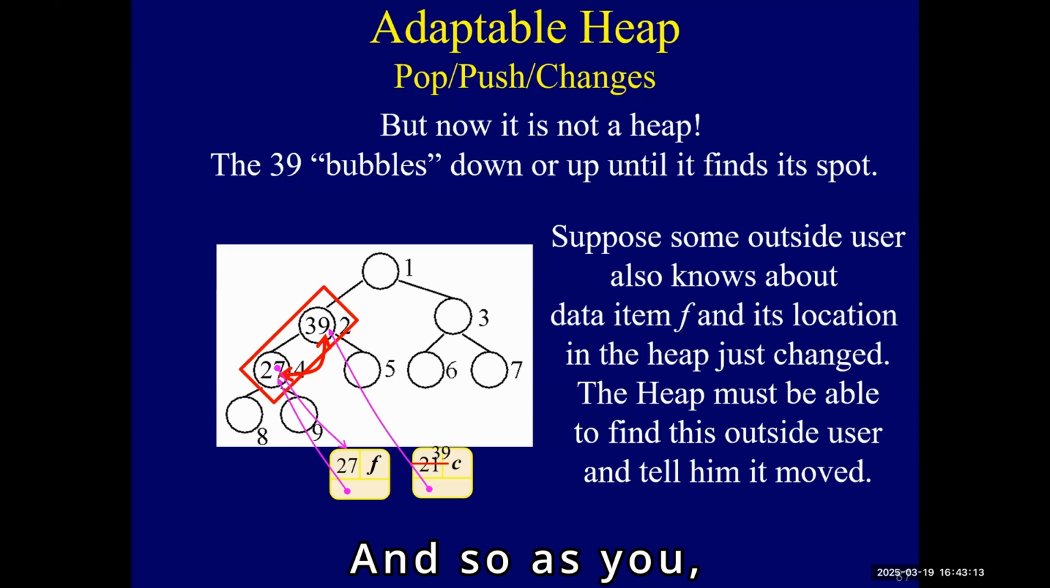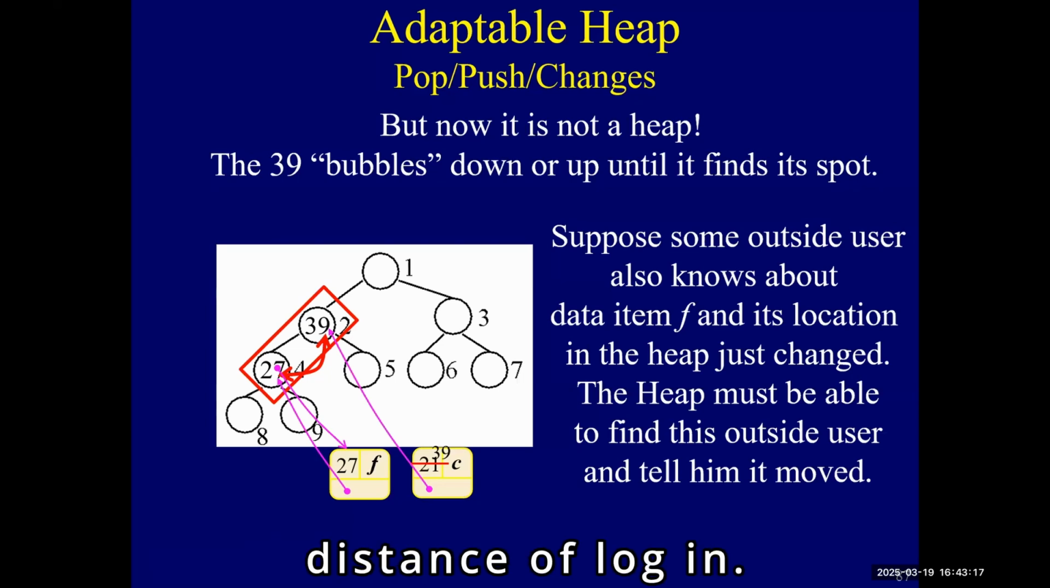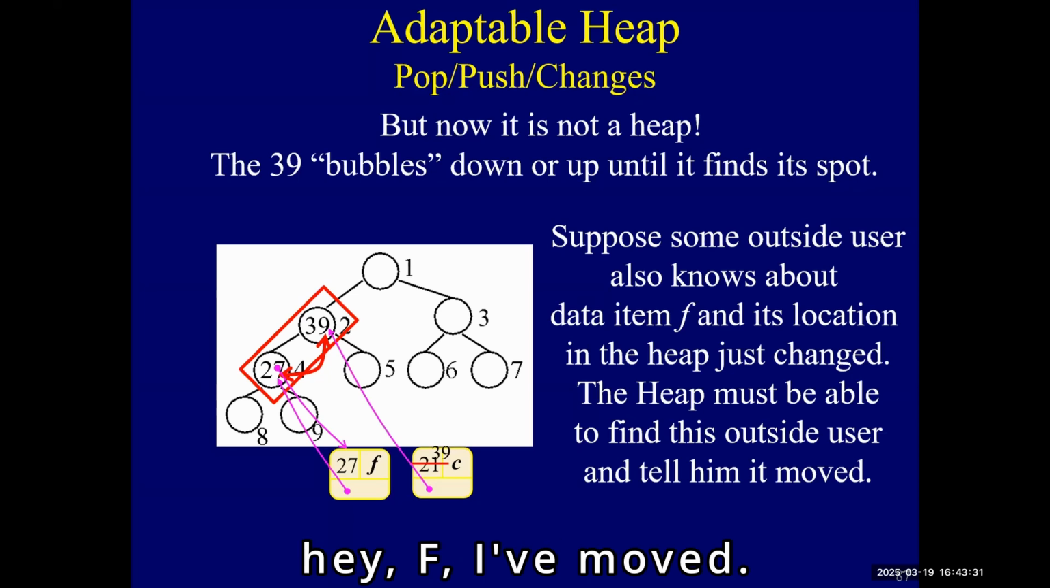And so as we bubble up, we might have to move up a distance of log n. As you go up, you correct each one. For each new one, you have to come out and say, hey, F, I've moved. Everybody get that?